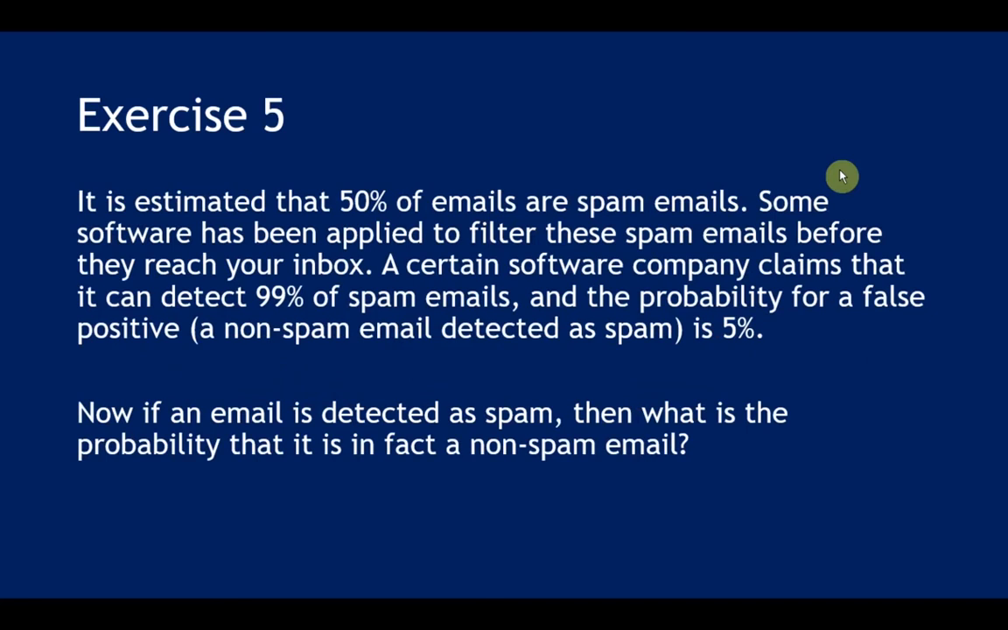All right, here's our 5th and last exercise. And for this exercise, you will need to use the Bayes rule. It is estimated that 50% of emails are spam emails. Some software has been applied to filter these spam emails before they reach your inbox. A certain software company claims that it can detect 99% of spam emails, and the probability for a false positive, a non-spam email detected as spam, is 5%. Now, if an email is detected as spam, then what is the probability that it is in fact a non-spam email?